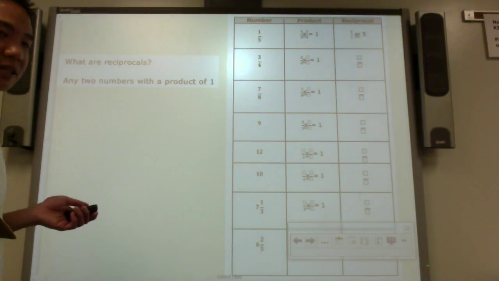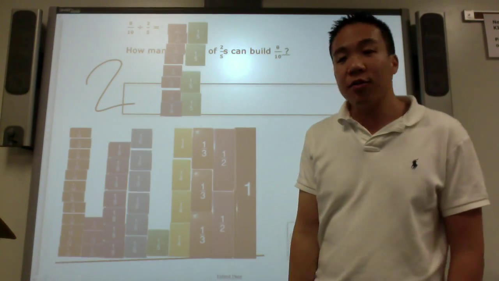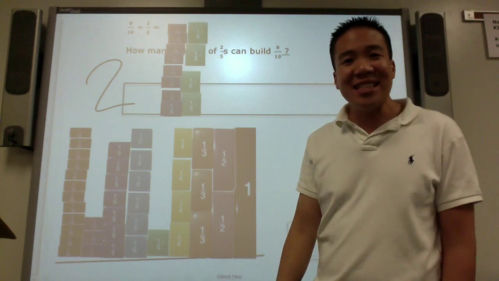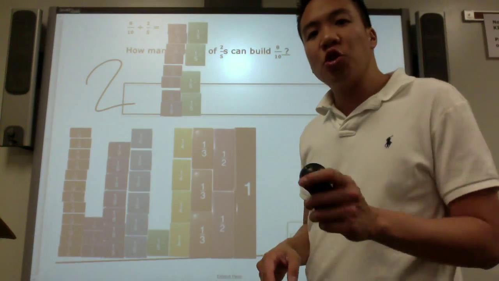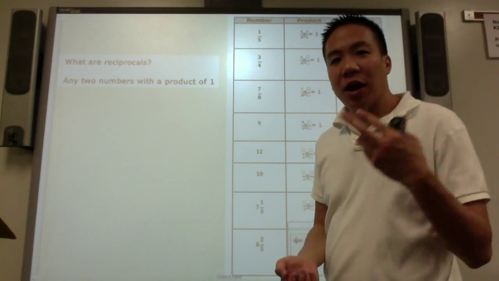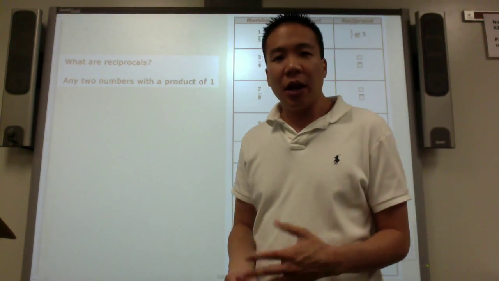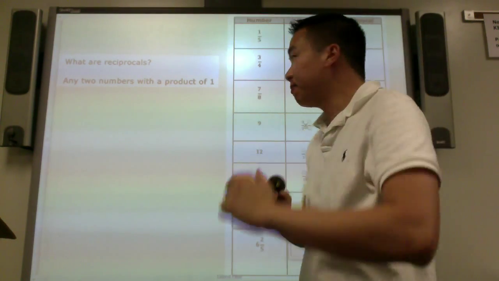Now that we've done all that, do you really want to sit at home and create fraction towers to do this? Or is there another way to come up with all of these answers? In order to do so, you have to know what the word reciprocal is. Reciprocal is when you multiply two numbers and you get a product of 1. Another way to describe reciprocal is when you have the numerator and denominator and you switch them.